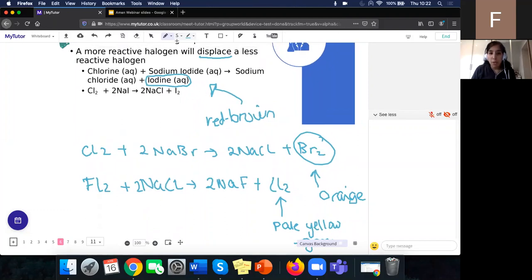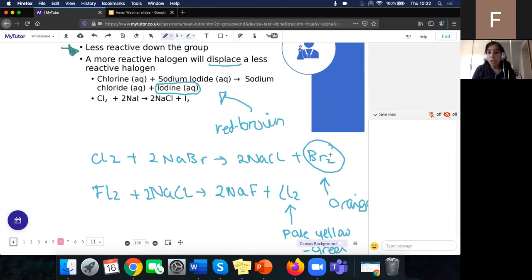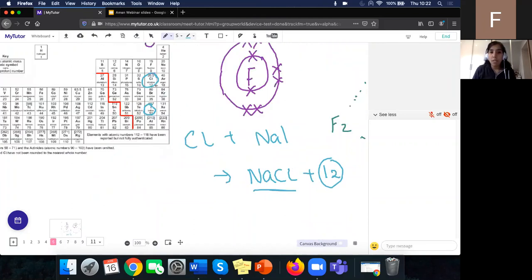How did I know bromine would be alone? So the reason I know bromine will be alone is because of displacement. So when we react chlorine with sodium bromide, if we look at our periodic table, chlorine is above bromine. So remember I said they get less reactive down the periodic table or down the group. So that means chlorine is more reactive than bromine. So when we react chlorine with sodium bromide, because chlorine is more reactive, it will remove the bromine from the formula and form sodium chloride, leaving bromine on its own.